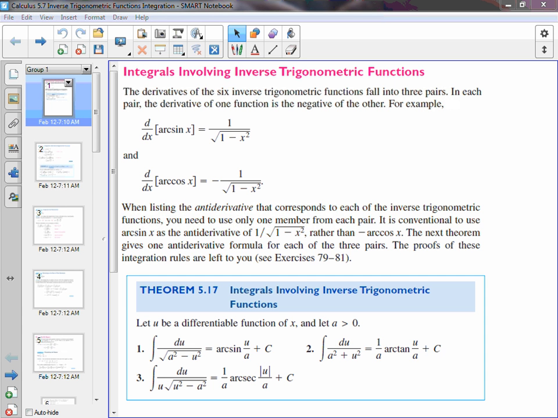So it is conventional to use arc sine of x as the antiderivative of 1 over the square root of 1 minus x squared instead of using negative arc cosine of x. So we took 6 derivative formulas and we're condensing it into 3 integration formulas because there's no reason to have 2 identical ones except for a negative sign. Okay? So here they are. And you're going to have to memorize these.